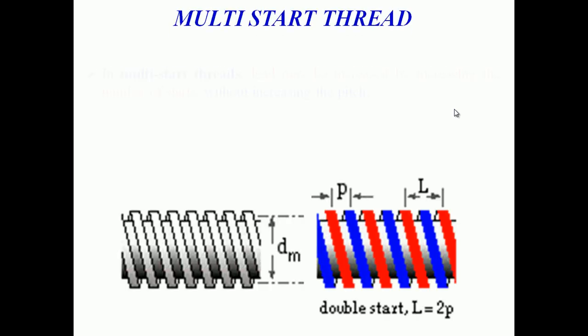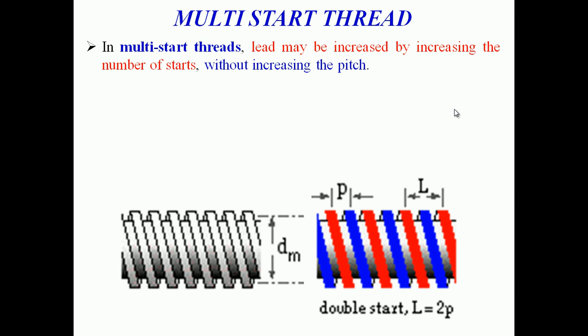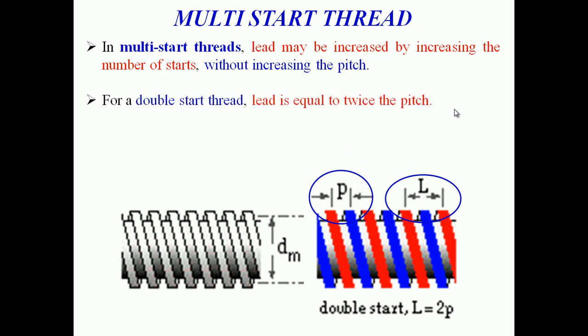Multi-start thread. In multi-start threads, lead may be increased by increasing the number of starts without increasing the pitch. So you can see the diagram. The lead is increased without increasing the pitch based on the start. In double start, you can see the lead is increased compared to the pitch. For a double start thread, lead is equal to twice the pitch.